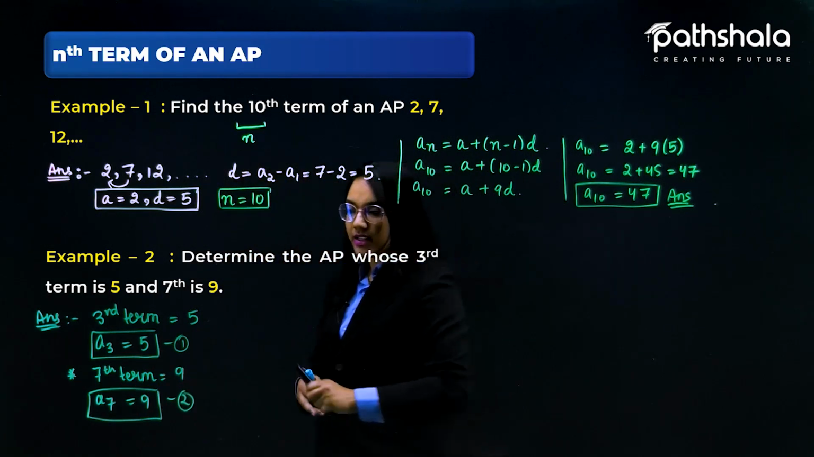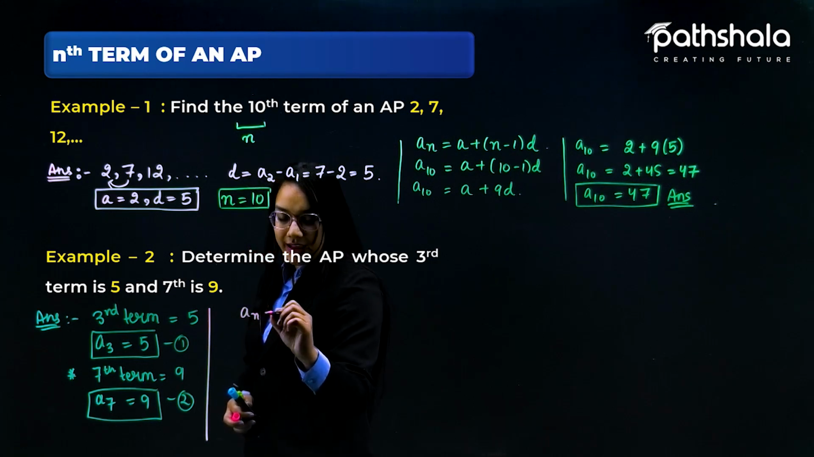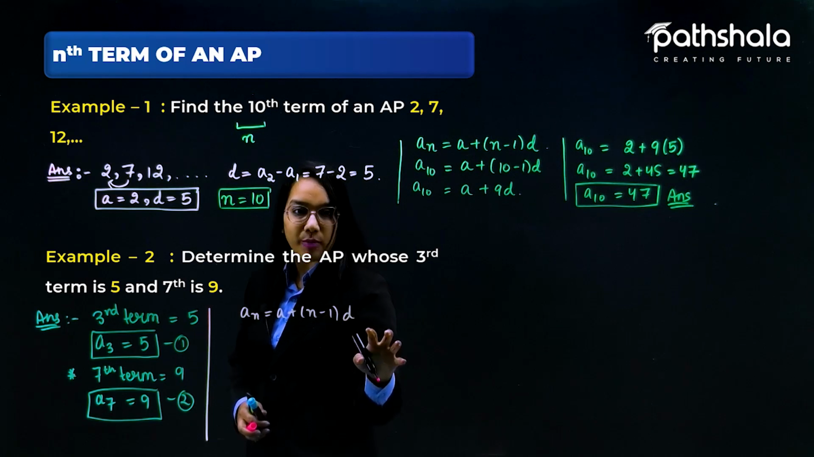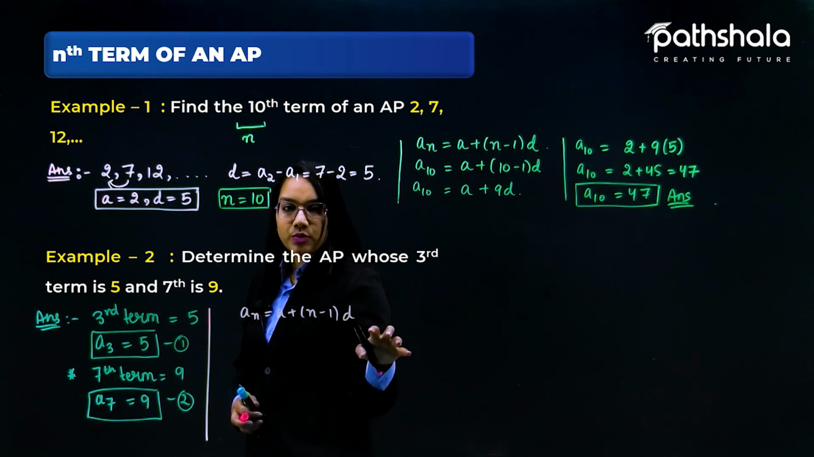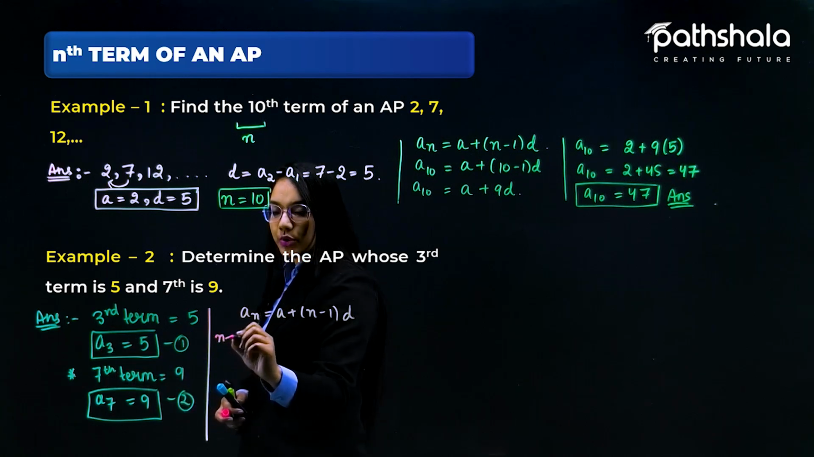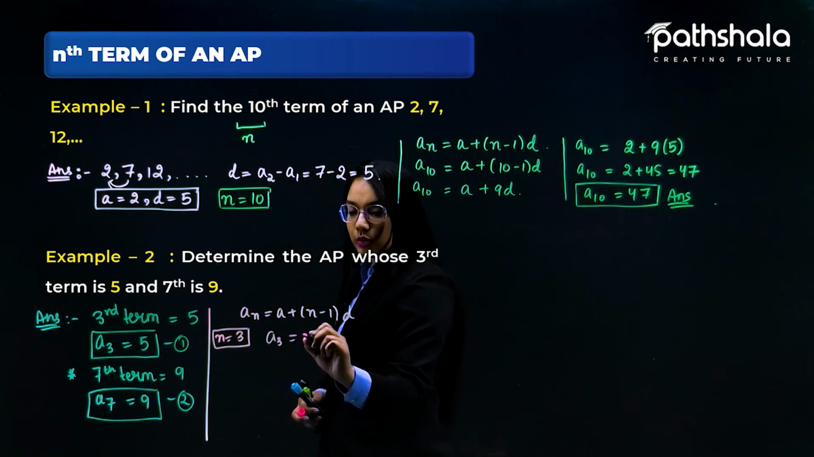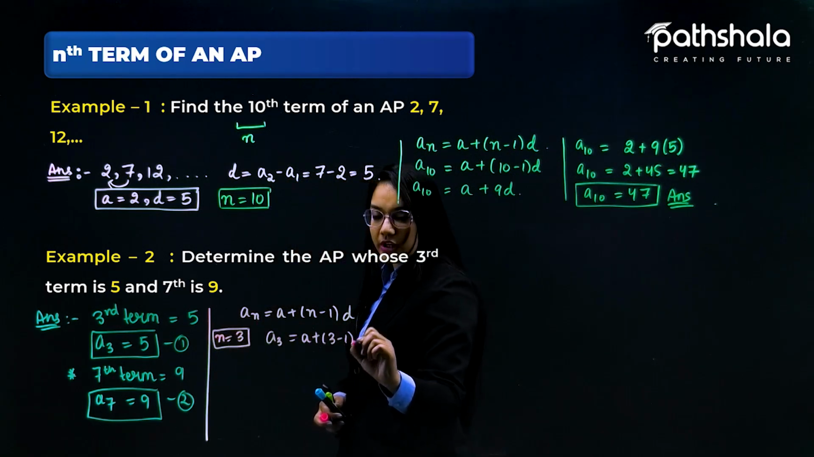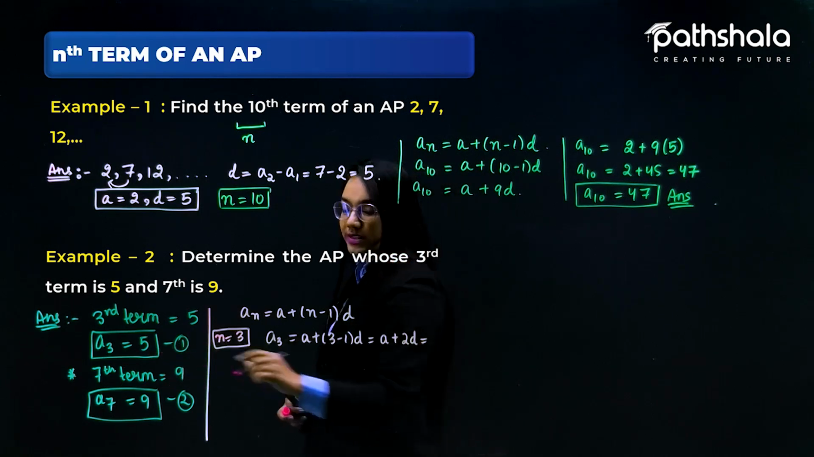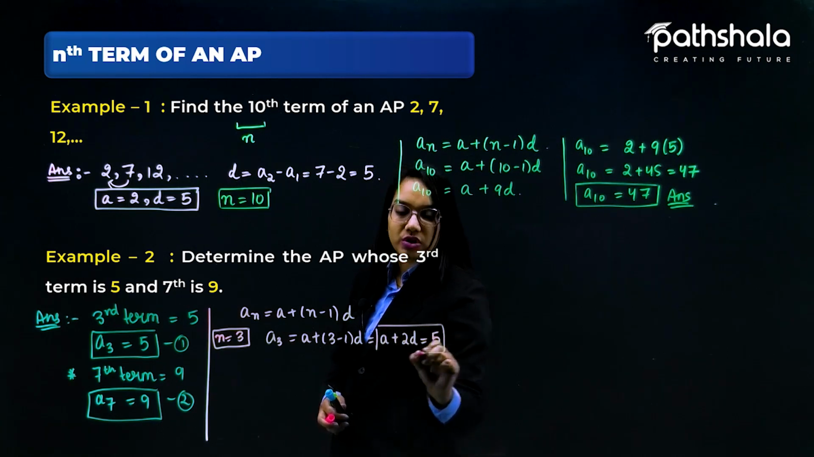As we have A3 equal to 5, and whenever we have An, we can represent it as A plus N minus 1 into D. This is our general formula, the nth term. If I'm talking about A3, I substitute N equal to 3. So A3 is equal to A plus 3 minus 1 into D, which is A plus 2D, and this is given as 5. Hence we have the equation A plus 2D equals 5.